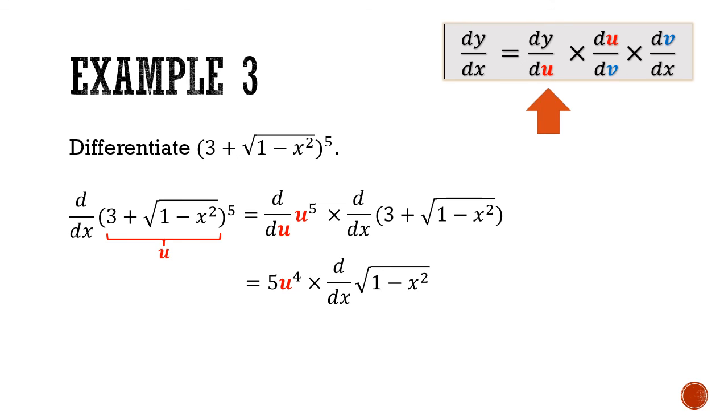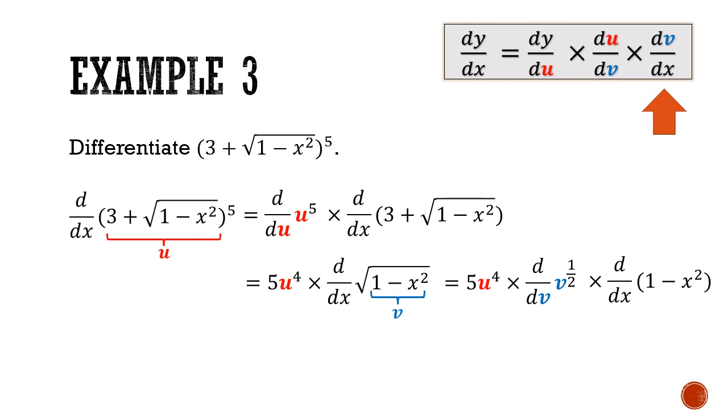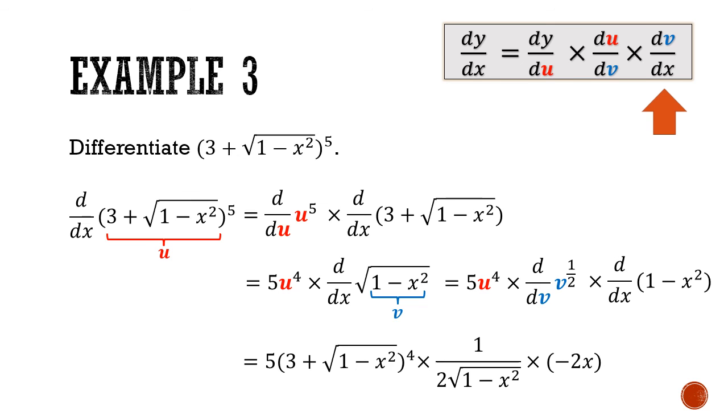We'll have to do the chain rule again. So this time we'll let v equal 1 minus x squared. So essentially I'm differentiating v to the power of half with respect to v. But I can't just do that. I have to multiply by another chain, which is dv/dx. So I'm going to differentiate 1 minus x squared with respect to x as well. So all this, when we calculate it all, you'll get this.